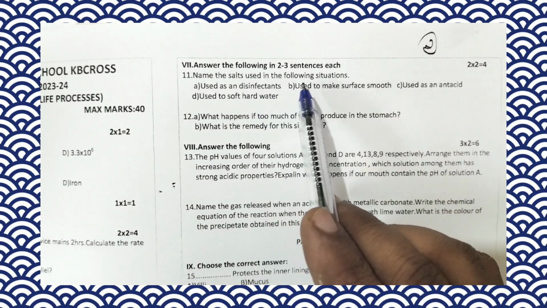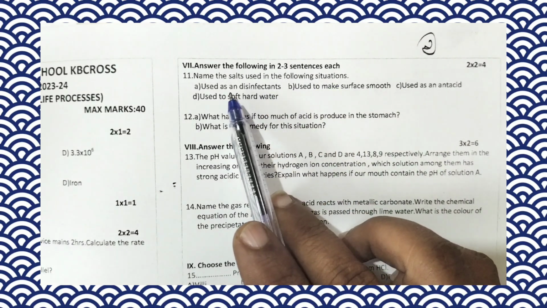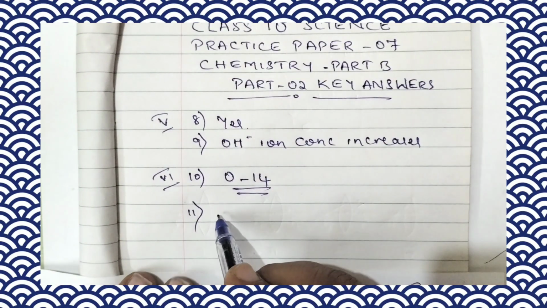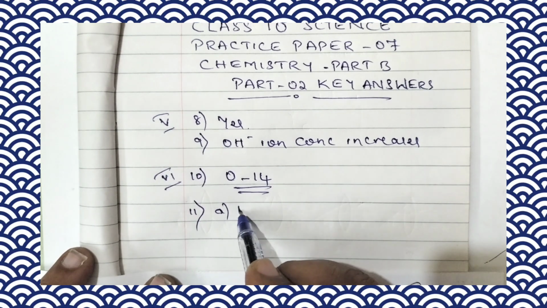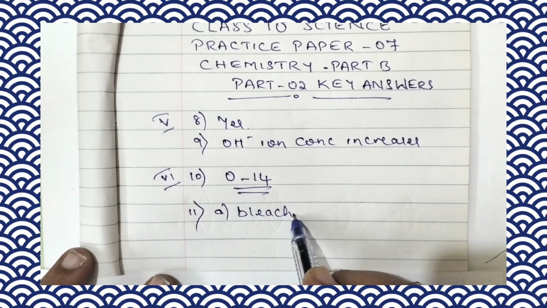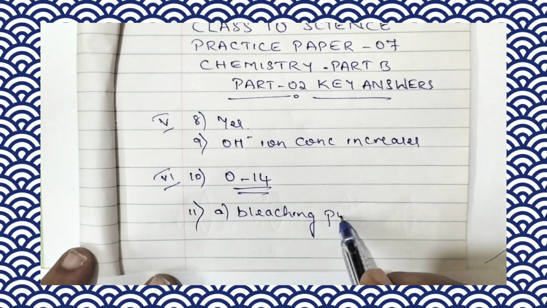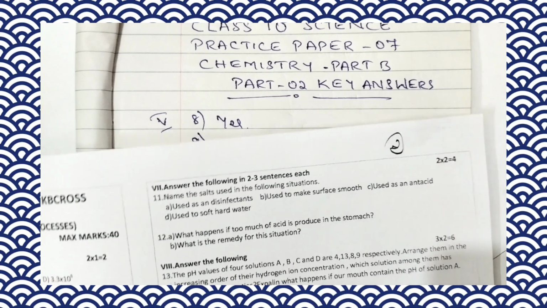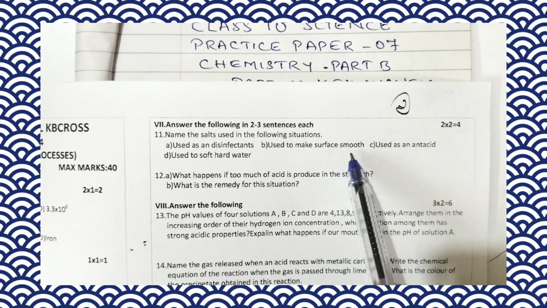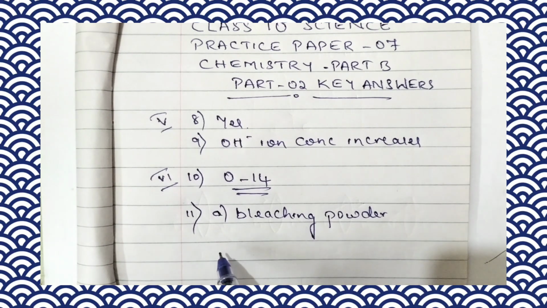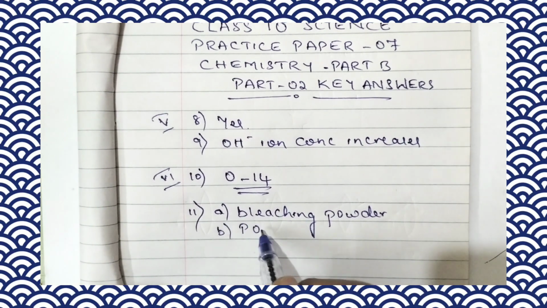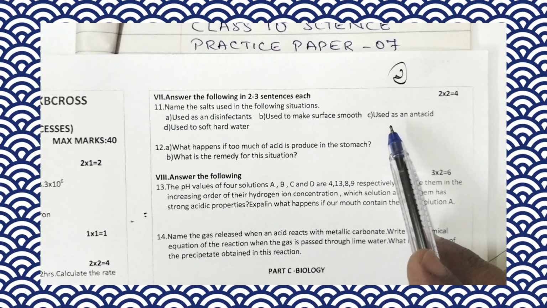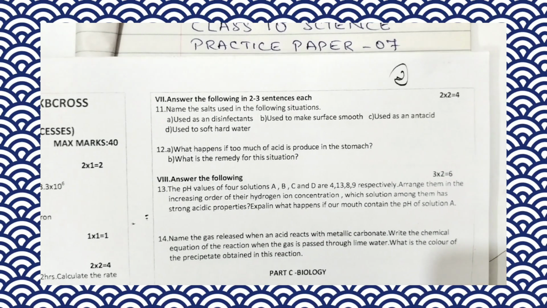Now let us move to the 11th question. Name the salts used in the following situations. First one, used as a disinfectant. The right answer is bleaching powder. Then the second, used to make the surface smooth. What do we use to make the surface smooth? POP, plaster of Paris. Then the third one, which is used as an antacid.